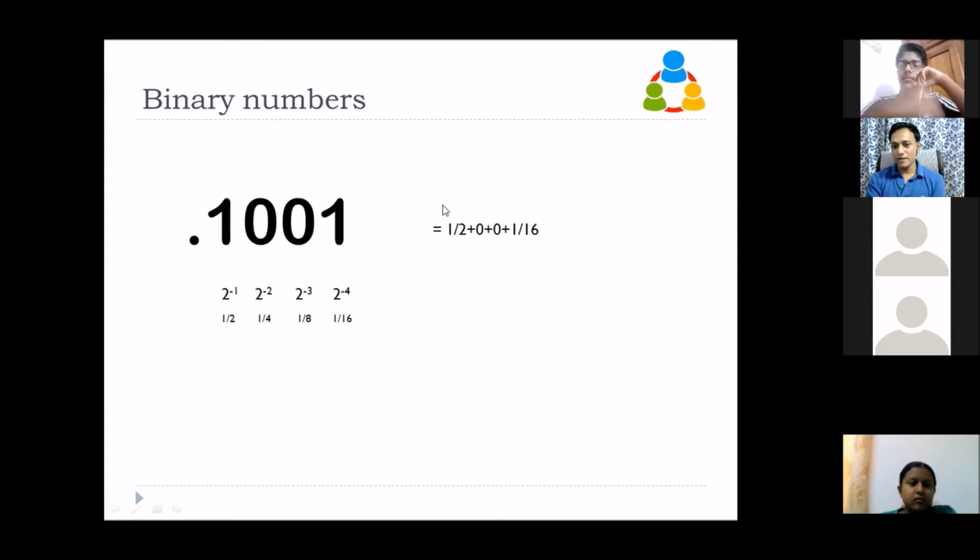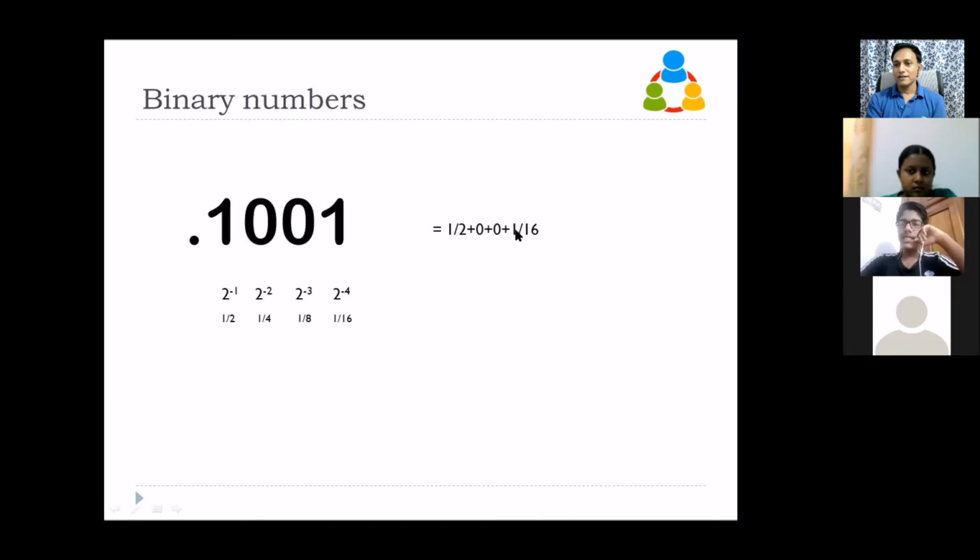Now you tell me, how do you add 1 by 2 plus 0 plus 0 plus 1 by 16? That is what we learned in yesterday's class, right? You have learned it in much lower classes also. This 1 by 2 and 1 by 16 you can't add directly, so you have to bring the 2 to 16. So you will write it as 8 by 16 plus 1 by 16. You get 9 by 16. This is simple algebra, you know, right?